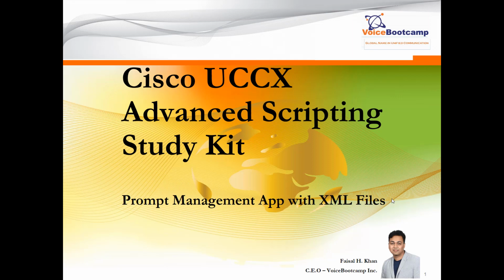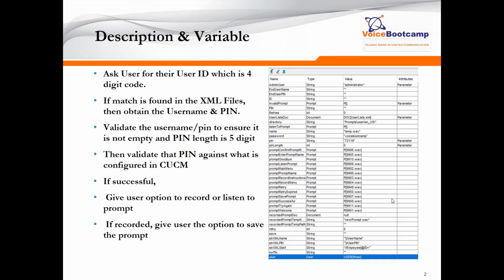In this self-study kit of Cisco UCCX Advanced Scripting, I'm going to show you how to write a script for prompt management with XML file authentication. The idea behind this script is that the user will be asked for a user ID or employee ID, for example, a 4-digit code. Based on that information, it will extract the username and the PIN number from an XML file. This username and PIN number, which will be predefined in that XML file, will then be used to check against the call manager, and if they are valid or match, then the script will continue.